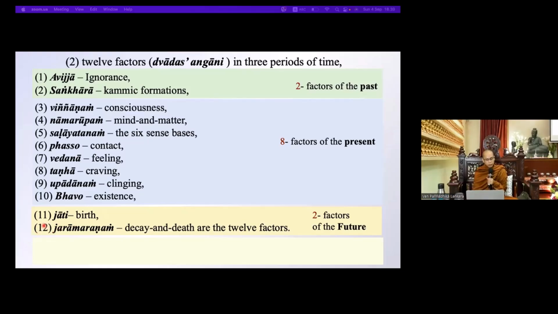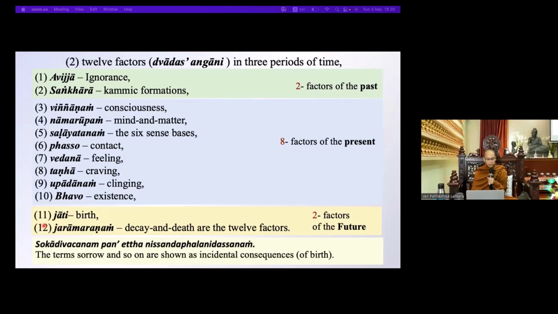So what about the soka, prideva, etc.? The answer is that the soka, prideva, etc. are just the identical consequence, not counted in the specific factors. Sometimes there is, and sometimes there is not, soka, etc. But still they are considered as part of the suffering, as a part of the life itself. So in this way, 12 factors and 3 periods.